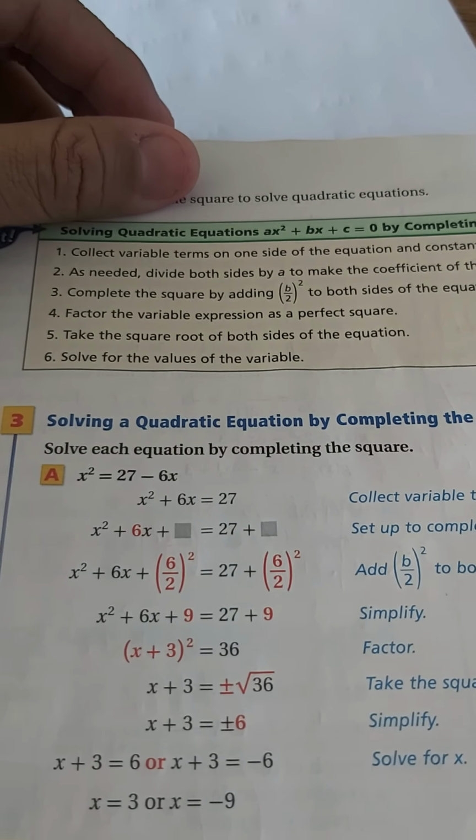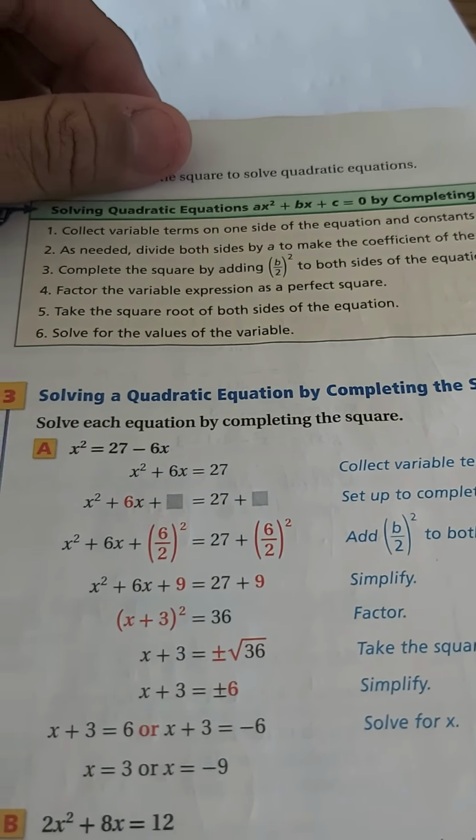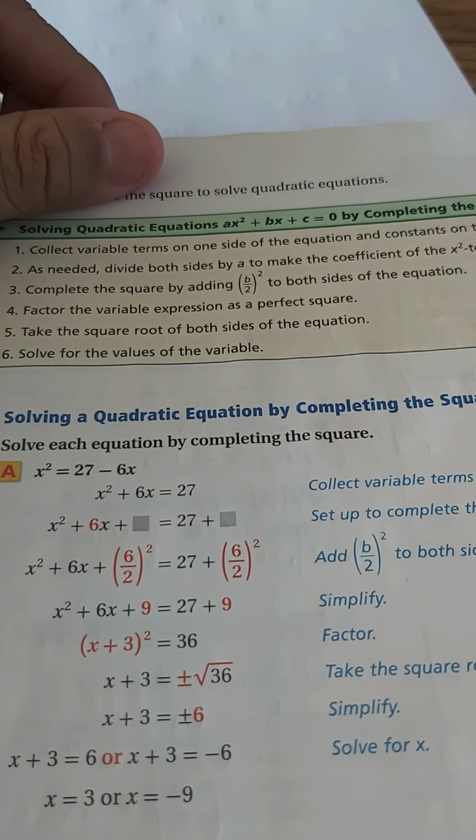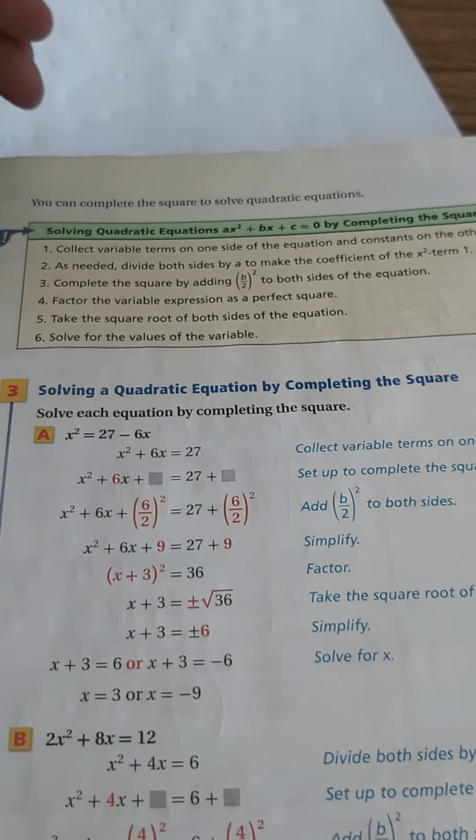Factor the variable expression as a perfect square. Take the square root on both sides of the equation. Solve for the values of the variables. Okay?